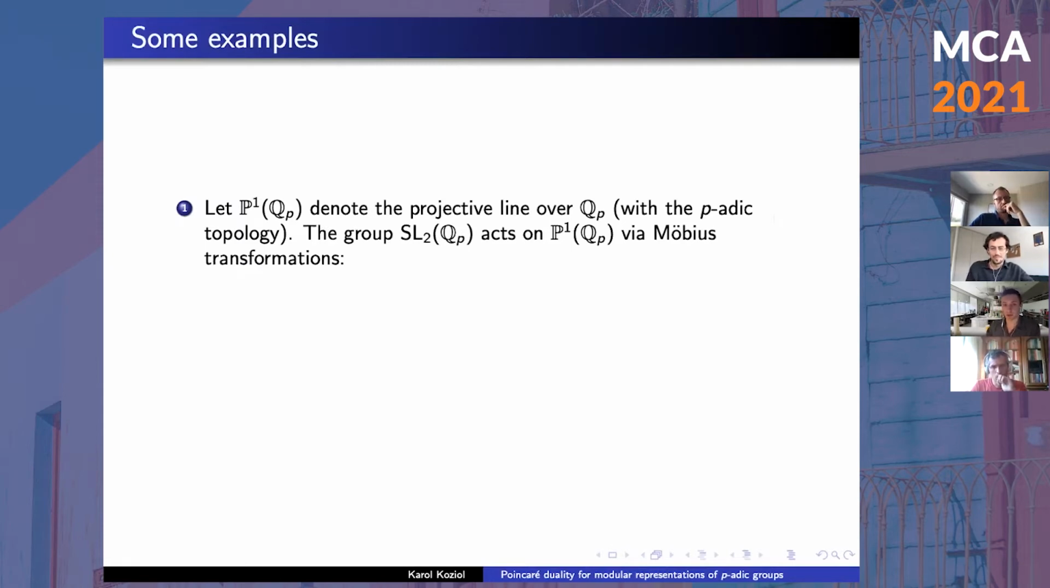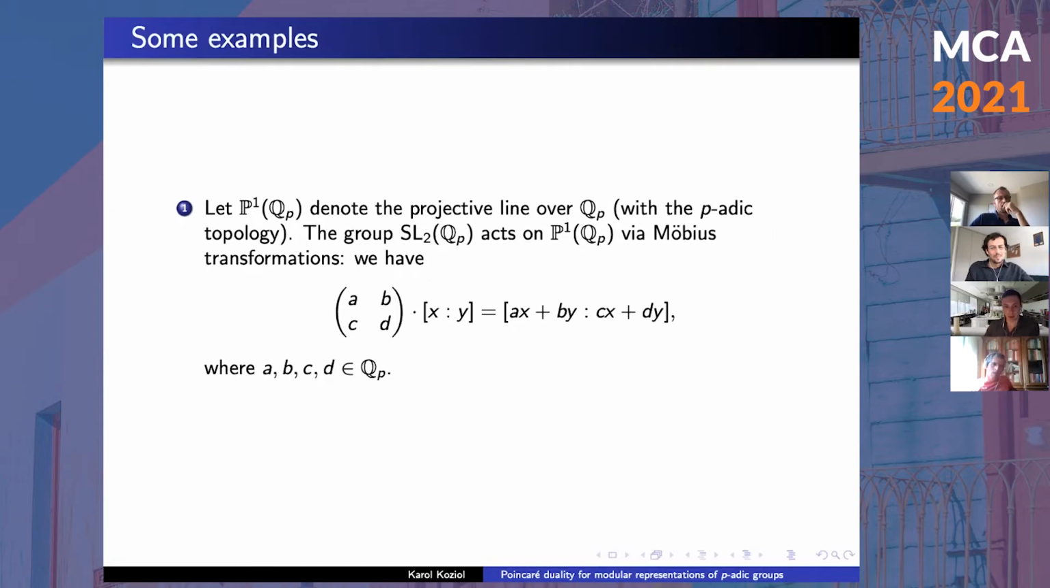So the group SL2(Q_p) acts on P^1 by Möbius transformations. If I have a matrix (a b; c d) which lies in SL2(Q_p), it acts on the homogeneous coordinate (x:y) in the following way, just doing the standard thing. Okay, so this is my space. And anytime I have a group acting on a space, I can linearize to get a representation.